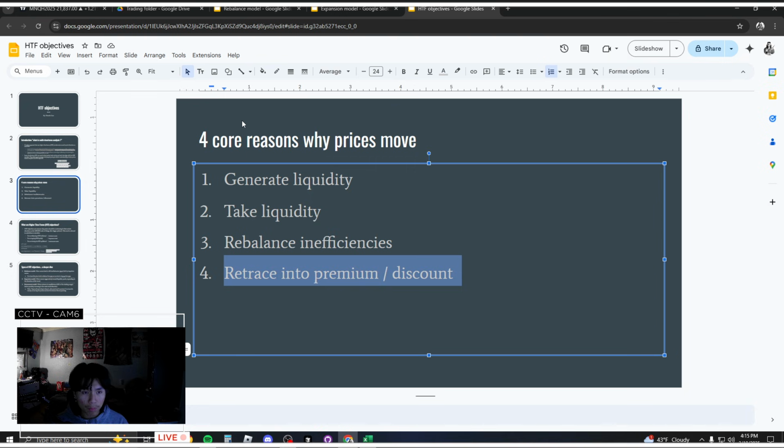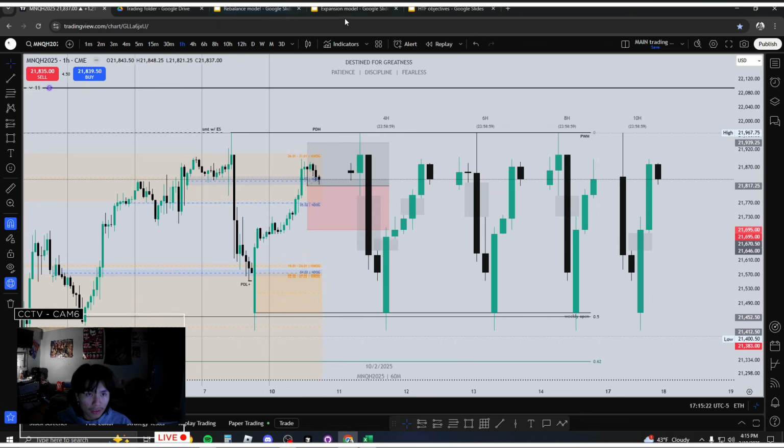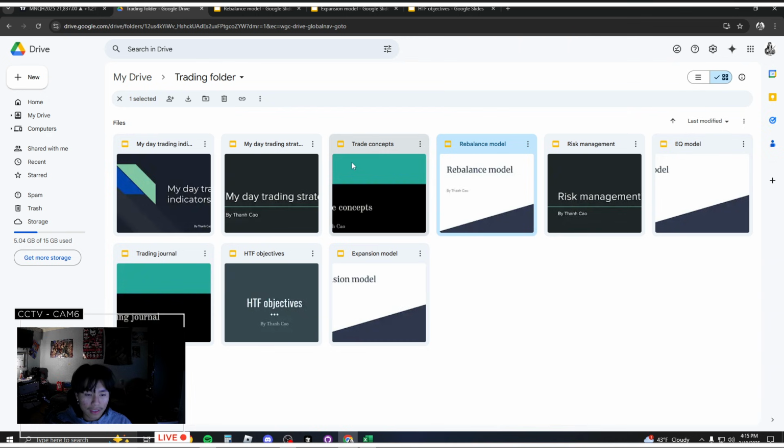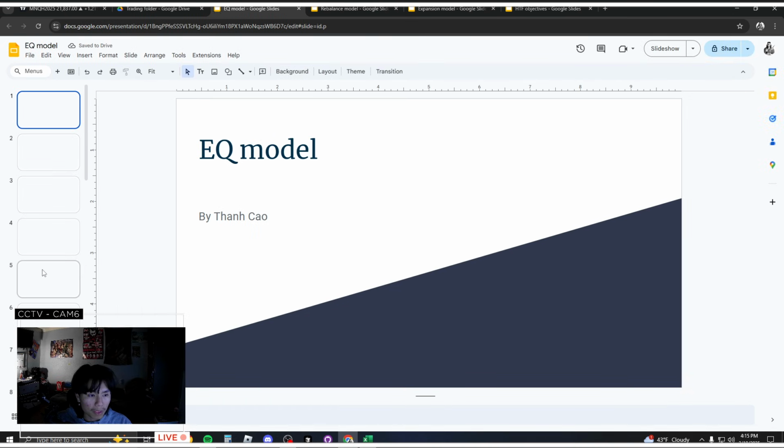So if you apply that concept to the stock market, you can actually find opportunities. And here is an example of premium and discount here.